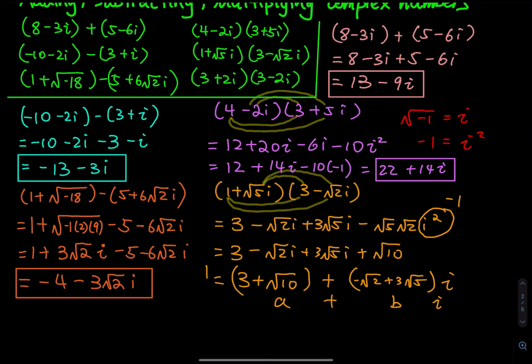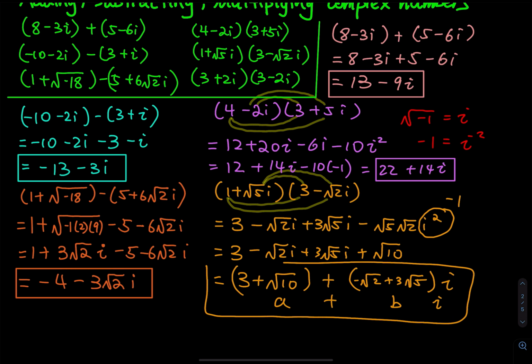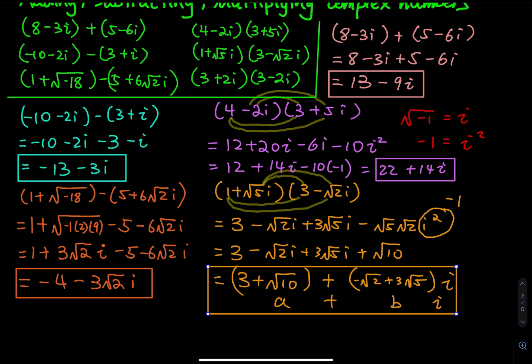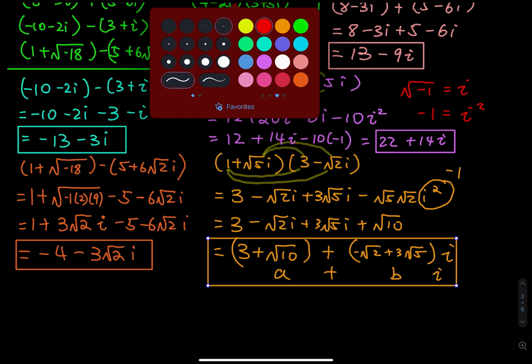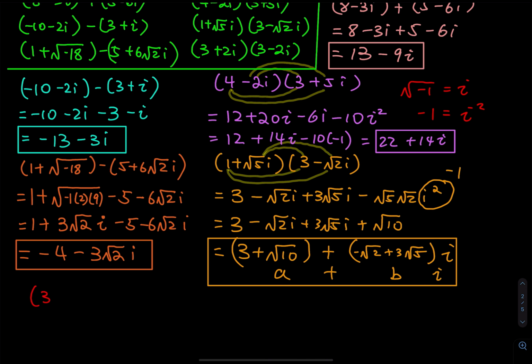Let's box that, makes it look good, and then we do the last one. The last one, let's do it in red. So we have 3 plus 2i, and then we have 3 minus 2i.